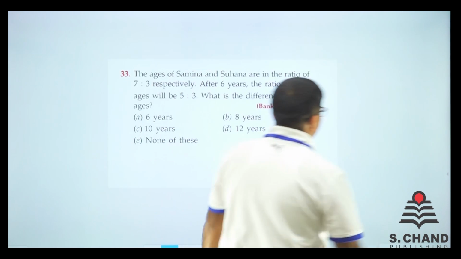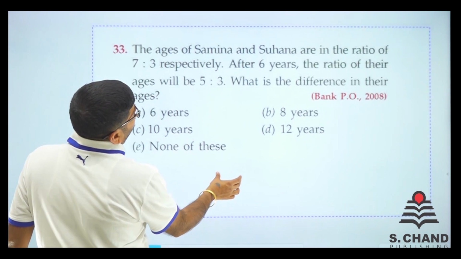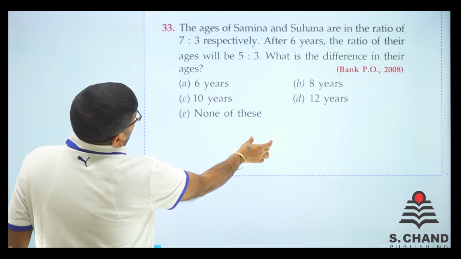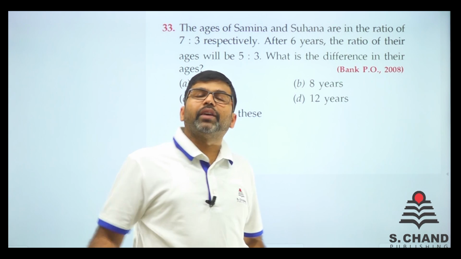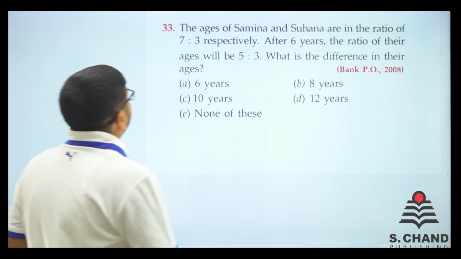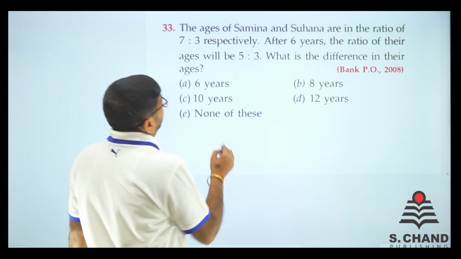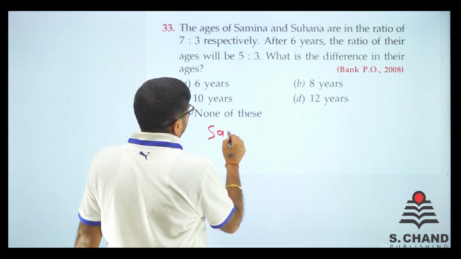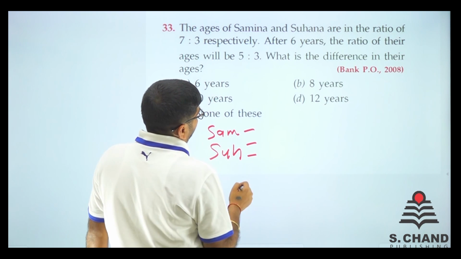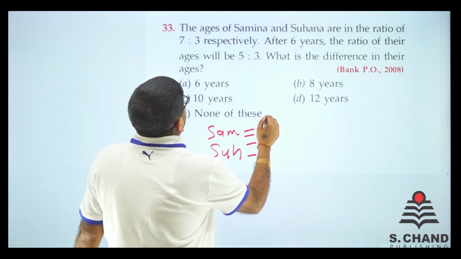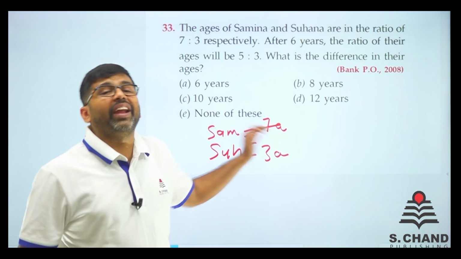चलिए आगे बढ़ते हैं नेक्स्ट क्वेश्चन पे. क्वेश्चन नंबर 33. समीना और सुहाना. देखते हैं वो क्या कह रहा है. ये भी प्रीवियस ईयर बैंक क्वेश्चन में से एक है. The ages of Samina and Suhana are in the ratio of 7:3. Let's consider that this is 7 into A and this is 3 into A. You can consider 7x and 3x.